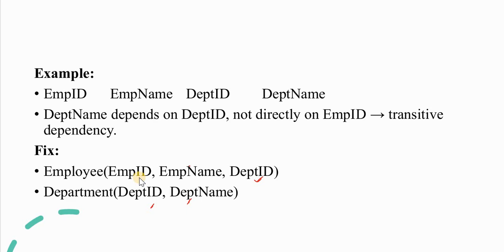So if I know the department ID, I can tell which department it is, or if I know the employee ID, I can tell which department he belongs to. So it is dependent, right? So it should not be a transitive dependency. So we will further decompose this table into two smaller tables, where we have employee table separately and department table separately. So this is an example for your third norm.